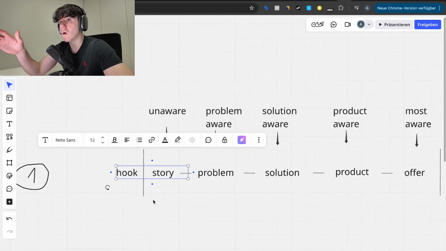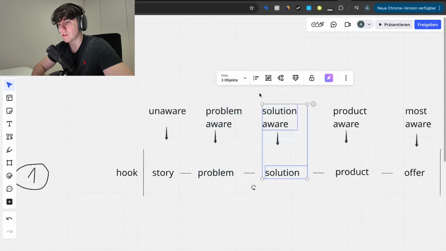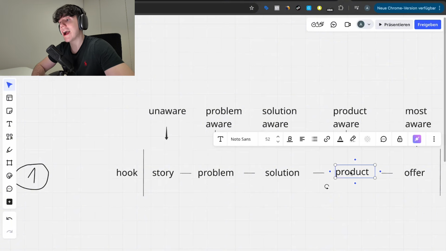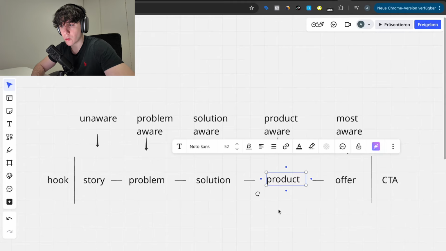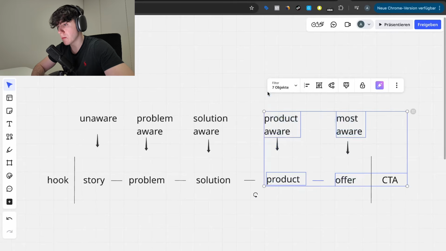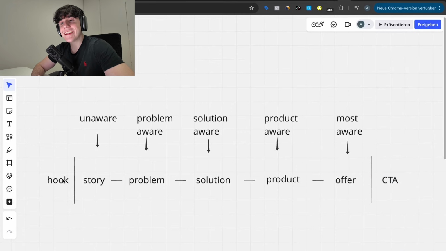You talk to product-aware people, but essentially what you do is you compare. Now, obviously, you don't have to tell another story. You don't have to tell the problem. You don't have to explain your solution. You can get right into telling why people are switching to your solution. So product aware, then offer, so most aware, and then just the call to action. Boom, that's it. Meaning the ad is significantly shorter. So it still has a significantly higher conversion rate, but also a higher CPC, because there are not a lot of people in that market that are that product aware.